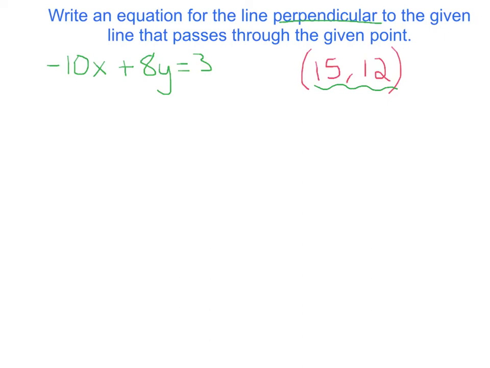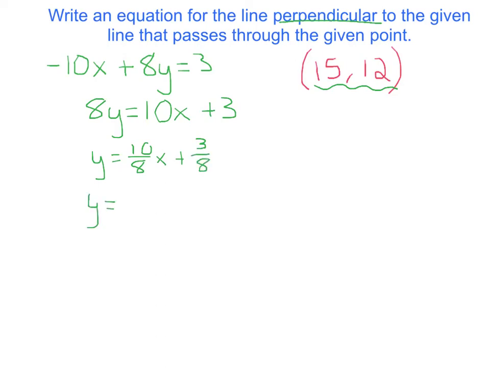So let's add 10x to the other side. 8y equals 10x plus 3, and now divide everything by 8, so y equals 10/8 x plus 3/8, but simplify your slope, so y equals 5/4 x plus 3/8. So the slope of the original line is 5/4.